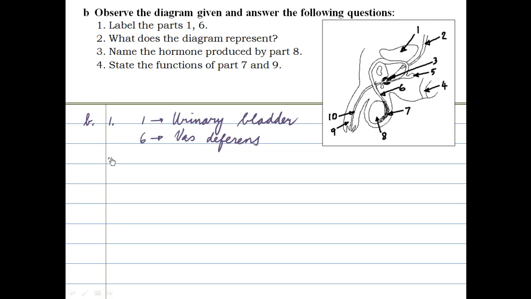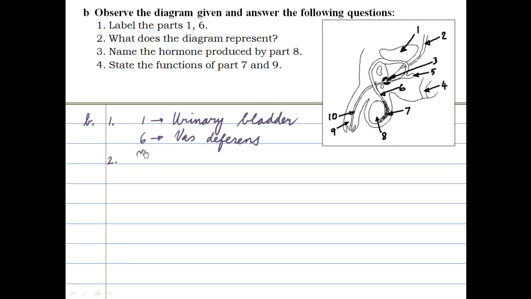Now, question 2 says, what does the diagram represent? Now, of course, it's the male reproductive system, but there's also the urinary bladder there and this little tube, the ureter that comes along. So we could call it the urinogenital system, which includes the urinary system as well as the excretory system. But the kidneys are not there. So it's not really the urinogenital system.